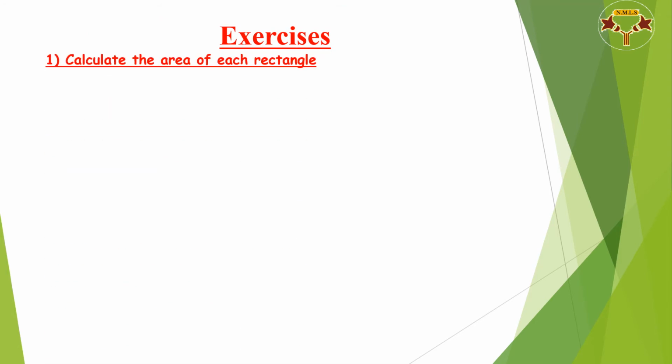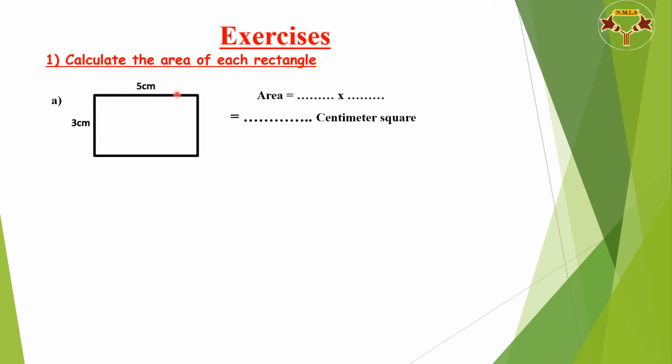Exercise. Calculate the area of each rectangle. Number A. Here we have a rectangle. Its length is 5 cm and its width is 3 cm. If I want to get the area of the rectangle, it equals length times width. We start with length, which equals 5, and width, which equals 3. Then 5 times 3 equals 15 cm square.